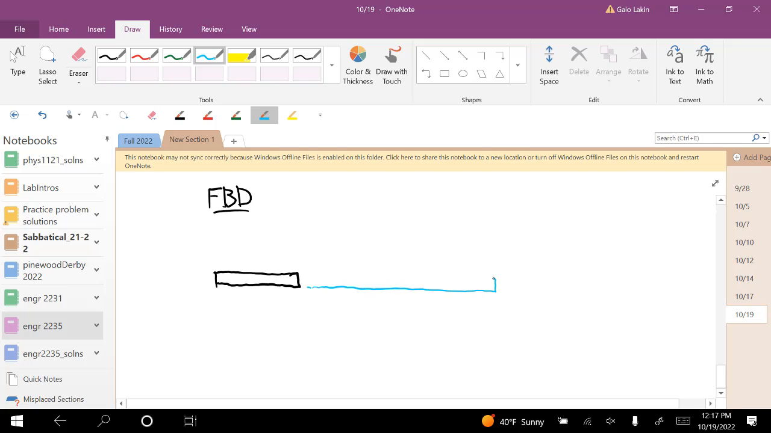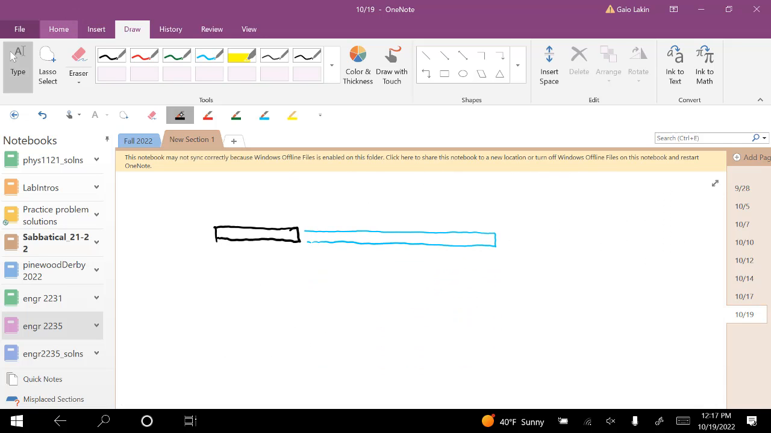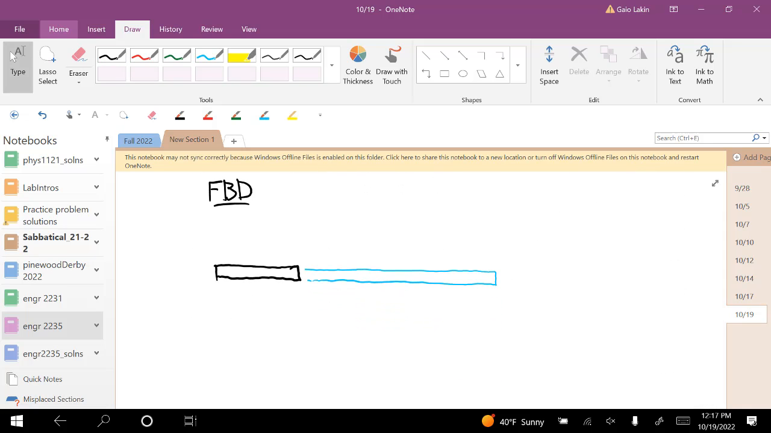I'm going to use this color to show all the stuff I'm not isolating. Okay. And so what's included? So this 500 Newton force is on the body. This 1,000 is over here somewhere, so that's not included. This 500 is over here, so that's not included. Okay. What other loads are acting?